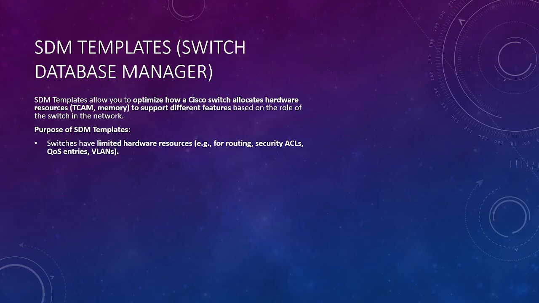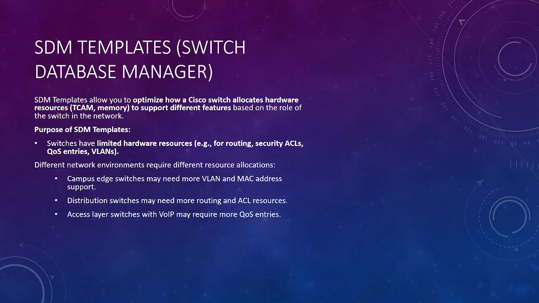Switches are basically hardware devices, right? So when you go to hardware, there will be limited resources allocated, because you need to allocate for routing, for security, for QoS entries, and you have a number of VLANs. So everything will be maintained, but you will not have an unlimited amount of resources available to do all of this.